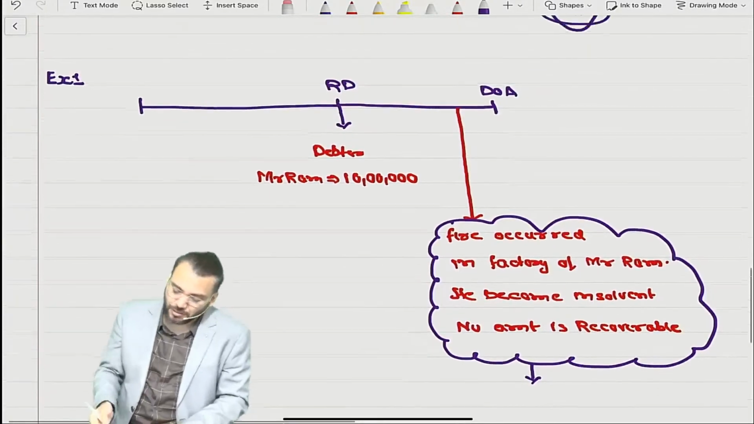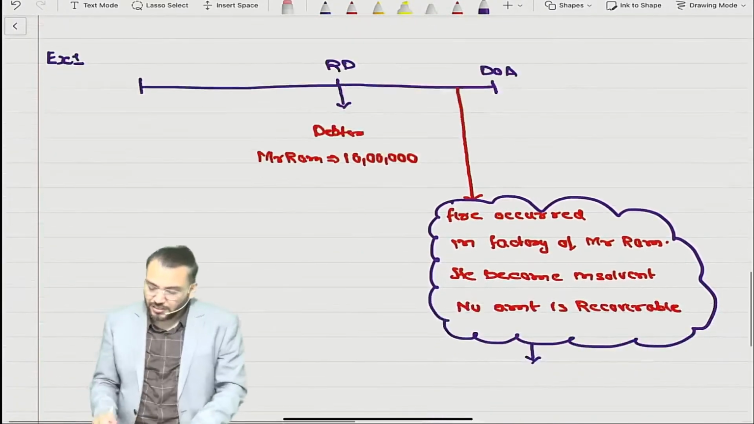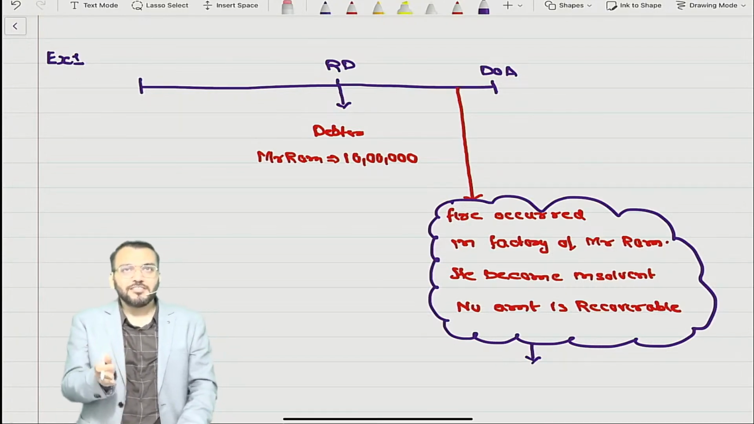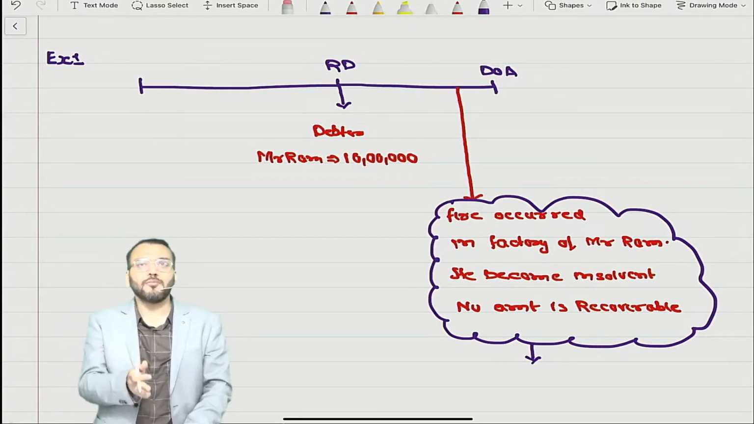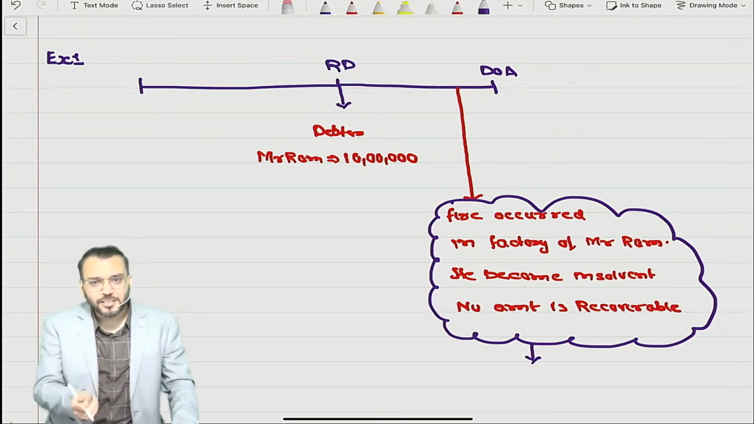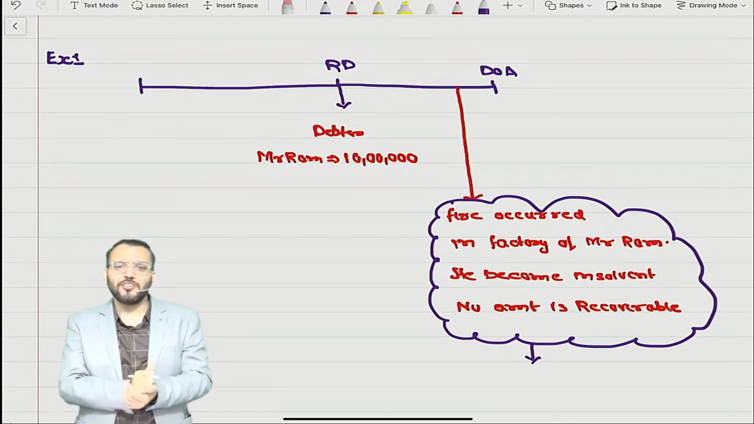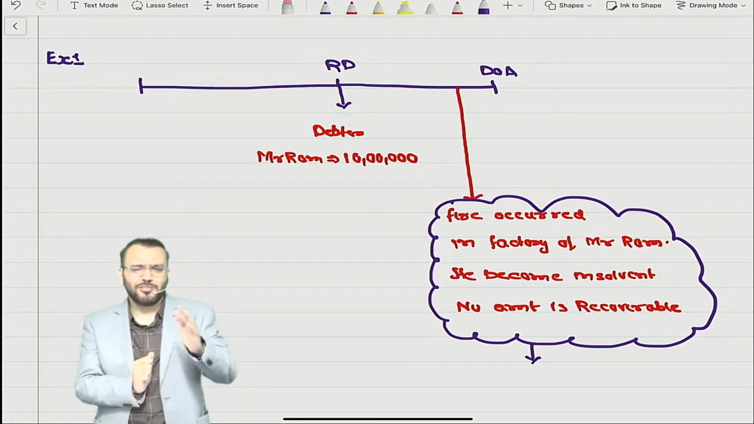So what is the condition? Tell me. What is the condition? Here the fire occurred after reporting date. He became insolvent. That is a condition arising after reporting date. Means for this example I was expecting the correct answer only.